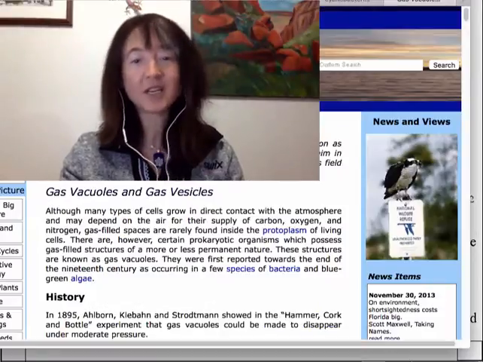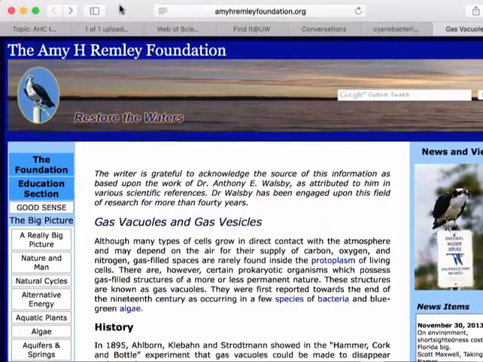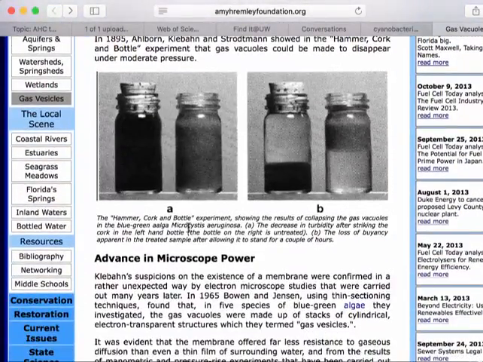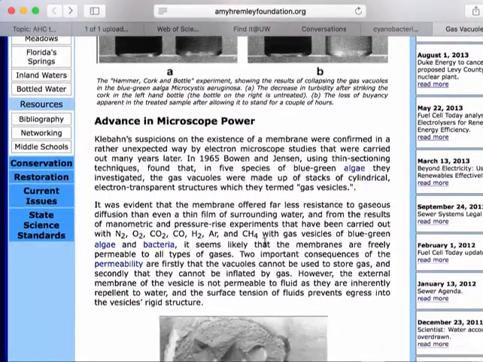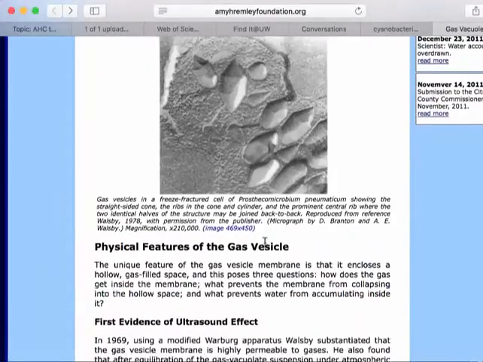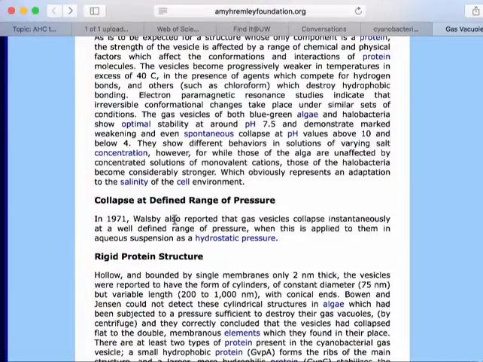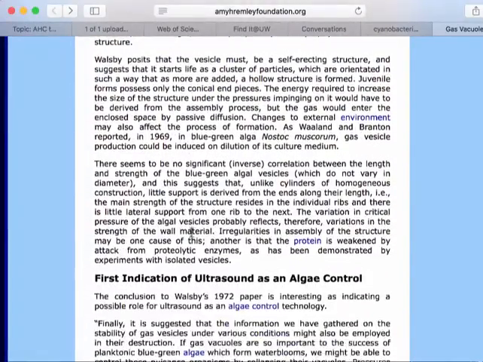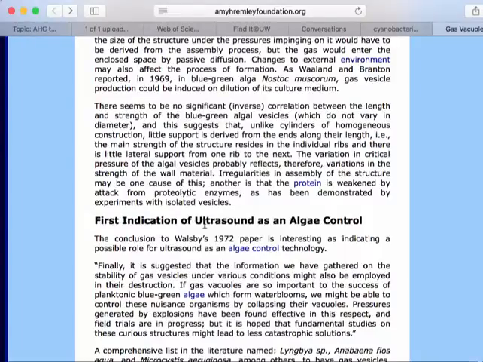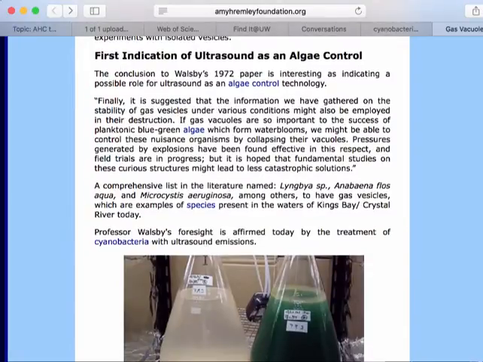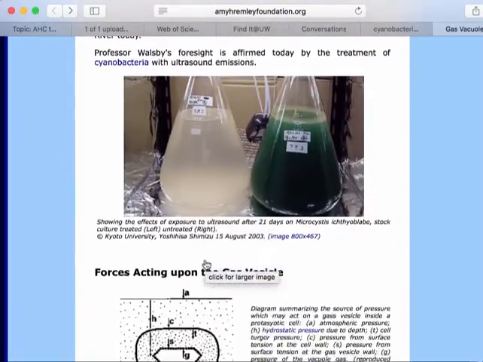And I thought this would interest a lot of you. This actually is a pretty cool website for the Amy H. Remley Foundation looking to restore the waters. And I think what's really neat about it is that they show a lot of those demos that I just mentioned regarding gas vesicles. Additionally, they show some really cool pictures of gas vesicles, but I think it's also really neat that they talk about the collapse of these under high pressure and the fact that they found ways to use ultrasound to control the growth of cyanobacteria, which are unfortunately mislabeled algae. They're not algae, they're bacteria.